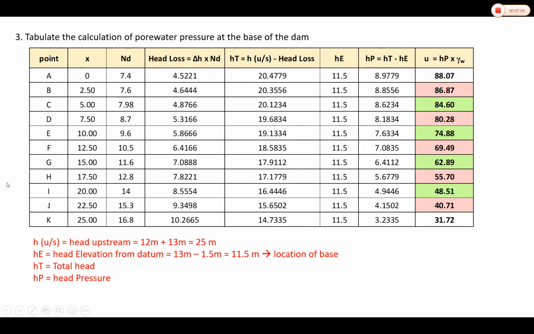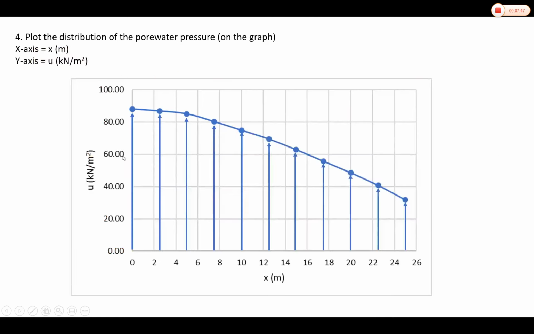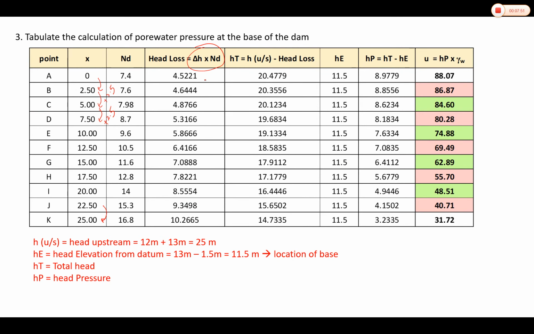Alright, now what we need to do is to tabulate the calculations of the pore water pressure at the base, so it's easier to analyze the data. Since the delta X, the difference between each point, is 2.5, this is plus 2.5, this is plus 2.5 till you reach 25. And the ND as at the previous slide, and the head loss for each point, just using this equation, we have the delta H that we measured earlier, 0.611. Alright, so times each ND, we will have this head loss.